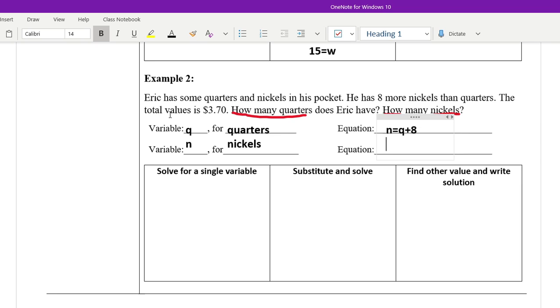Then we have the total value. This means if I add all my nickels and quarters together, I should get $3.70. I need the value of each. My nickels are 5 cents for every nickel, plus 25 cents for every quarter, and this is going to equal my $3.70.